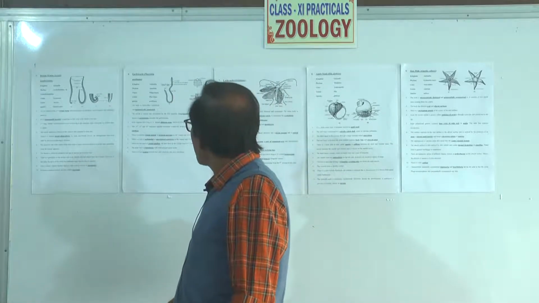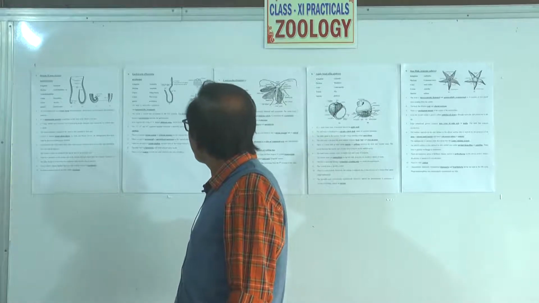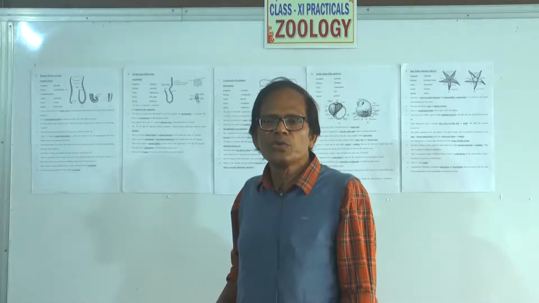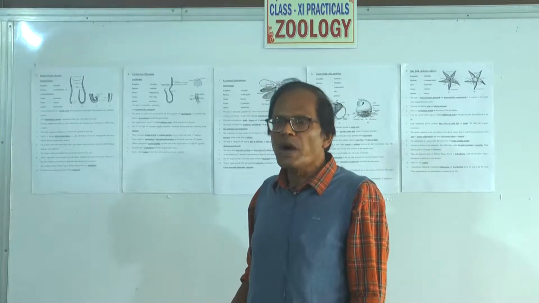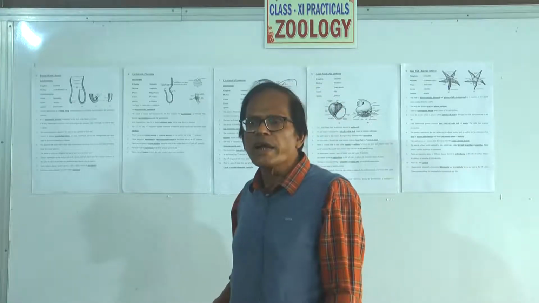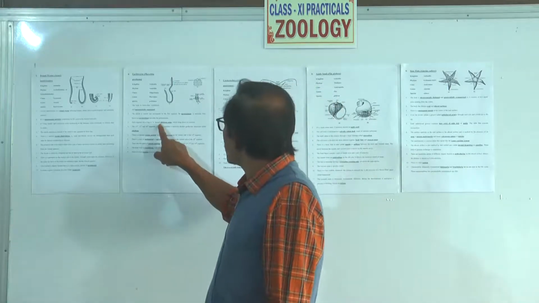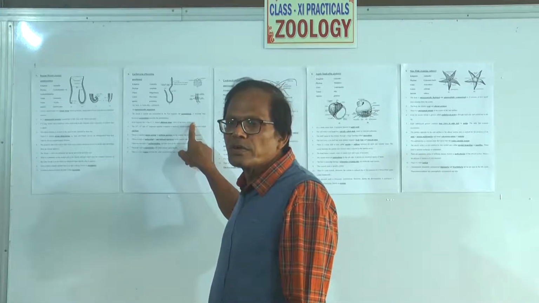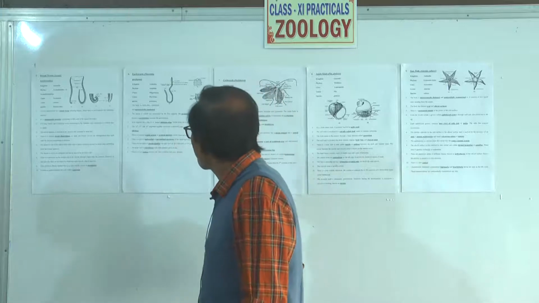Each segment has a ring of S-shaped chitinous setae. I was referring to these setae functioning as locomotor organs a little while ago. These are known as chitinous setae, which bring about locomotion. This is the function of setae.